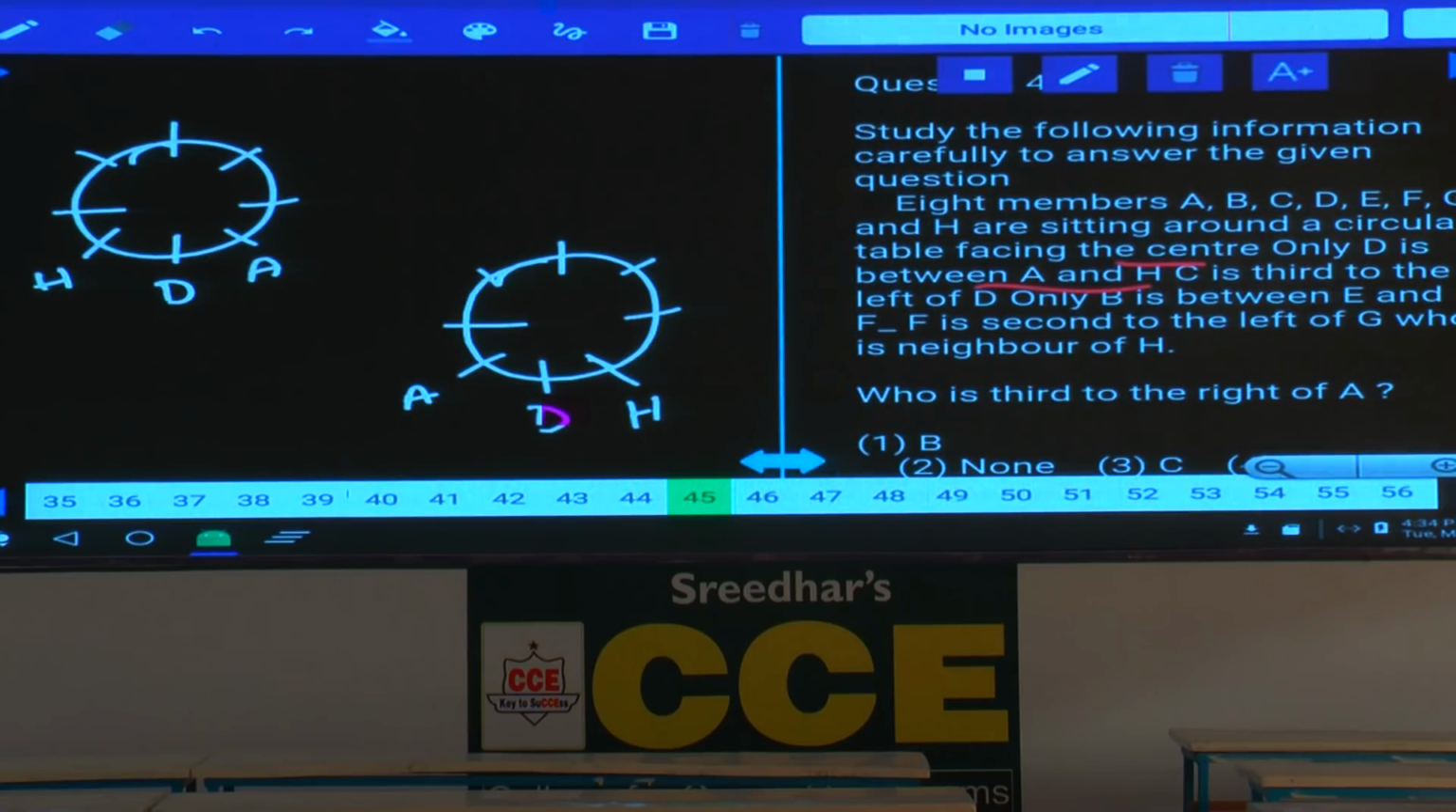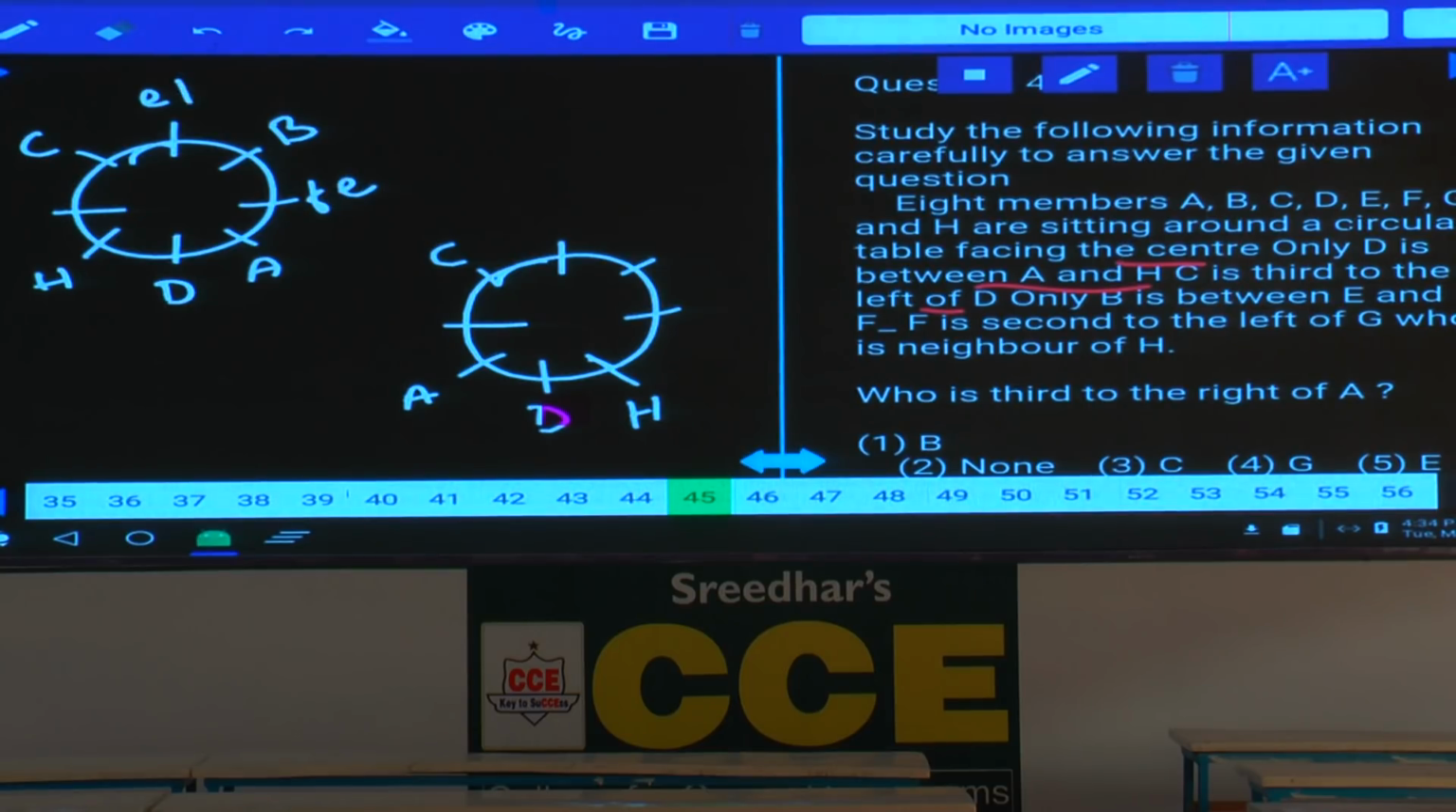C is third to the left of D. In the first case, C will be here. And in the second case also, C will be here. C is seated third to the left of D. Only B is in between E and F. Tell me what is the only possibility here? B is here. If E is here, F will be here.